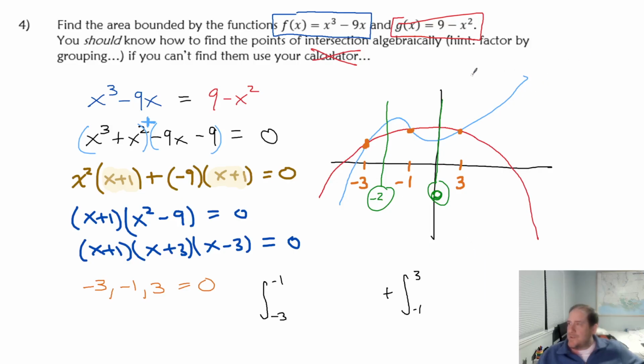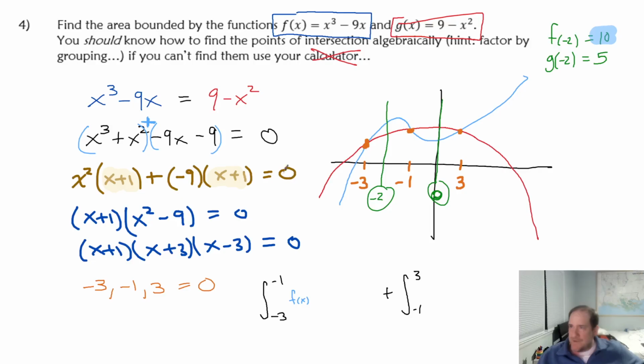But again, if I plug in, I'm going to do f of negative 2. And f of negative 2 is negative 8 plus 18, so positive 10. And g of negative 2 is 9 minus 4, so only 5. So there's the proof that the cubic function, f of x, is the greater function, right? 10 is greater than 5. So on that first interval, you know that it's the blue function first. So our expression is going to be f of x minus g of x.